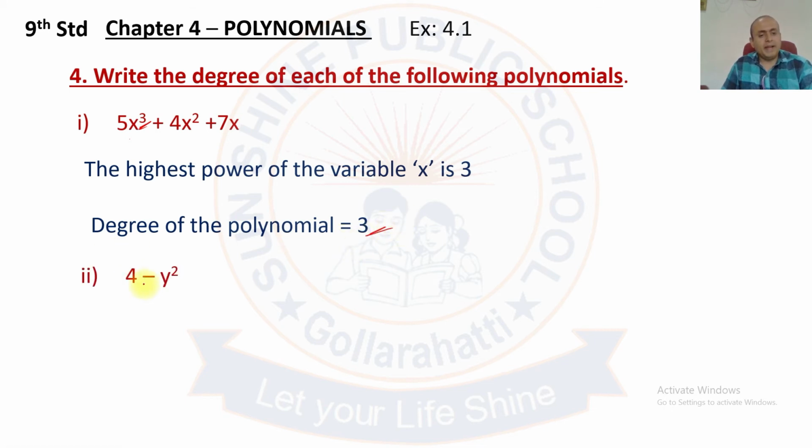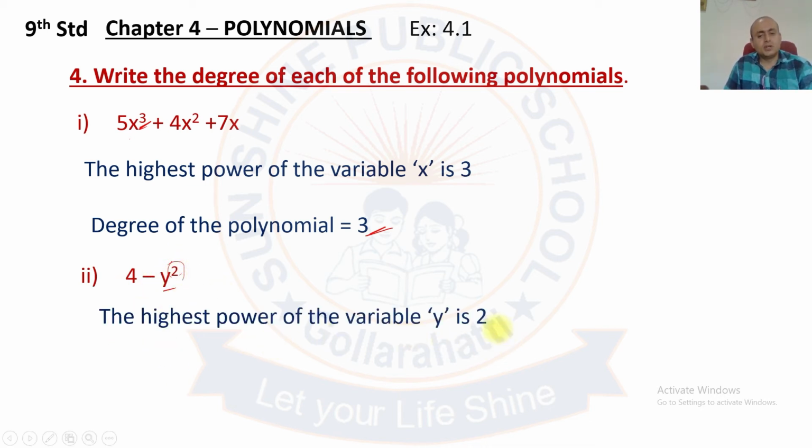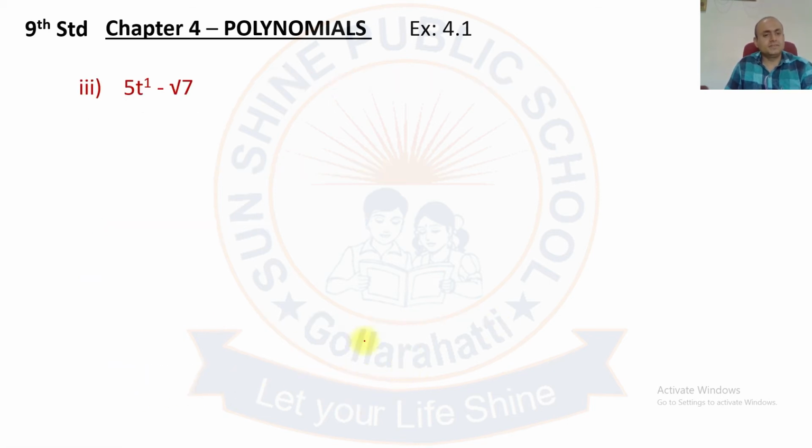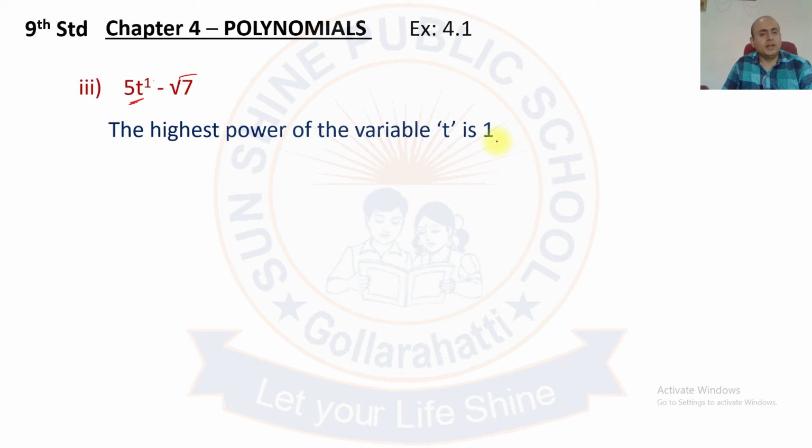Next question is 4 minus y square. In this polynomial, we got only two terms and the variable y. For variable y, we got the power 2 and this is the highest power. Therefore, the highest power of variable y is 2 and the degree of the polynomial is equal to 2. Next question, 5t to the power 1 minus root 7. The highest power of variable t is 1. Therefore, the degree of the polynomial is 1.